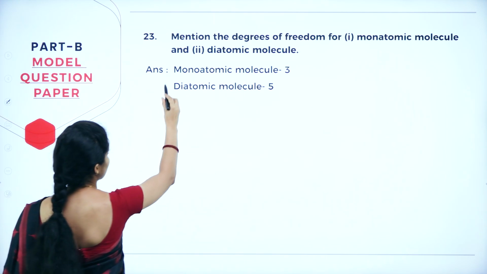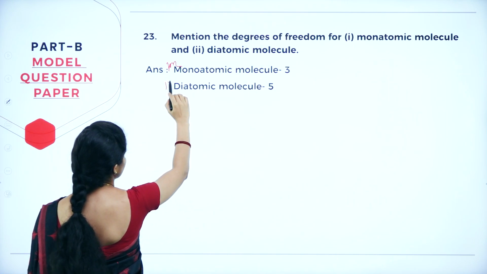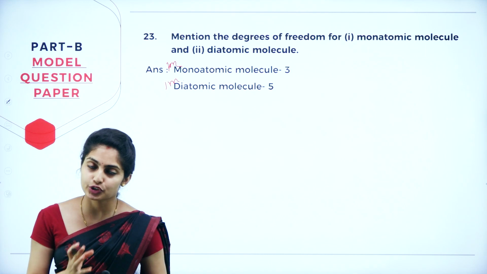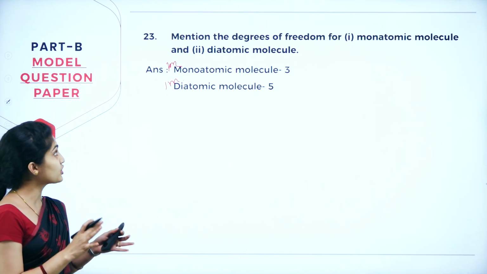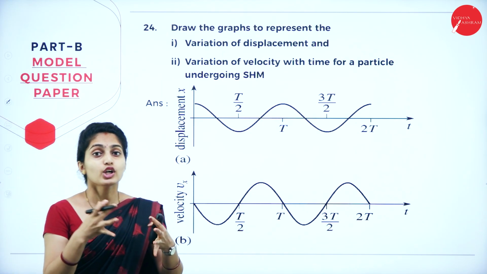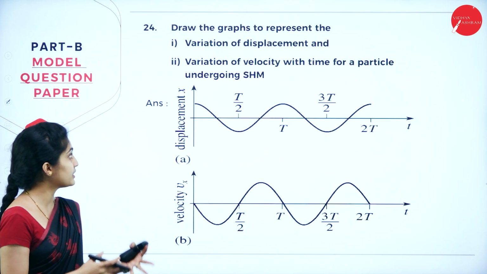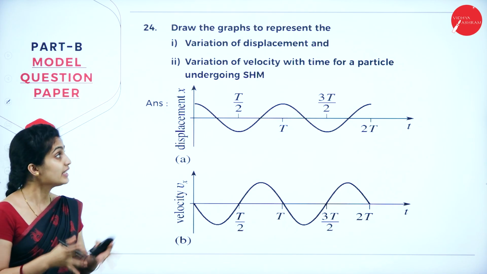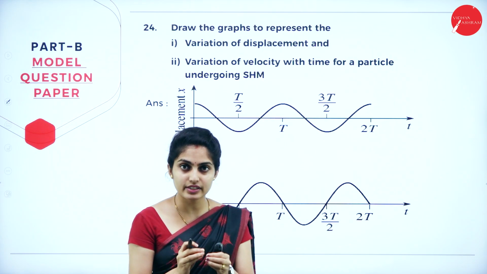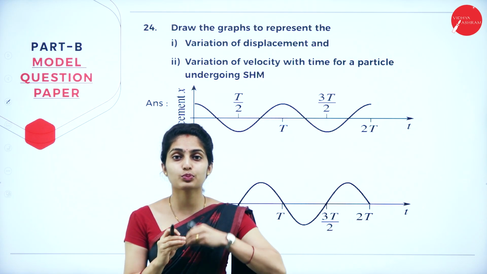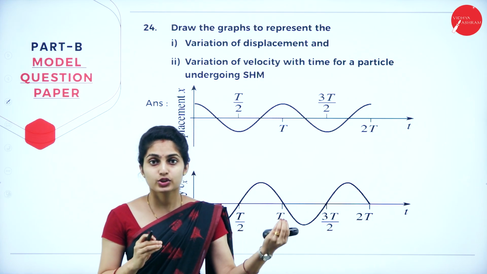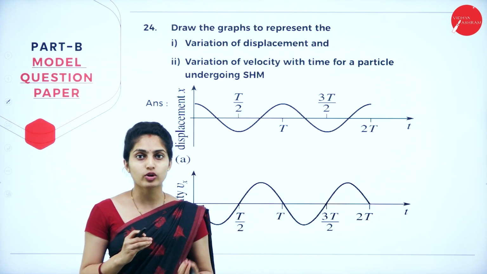So the first sub question consists of 1 mark, the second sub question 1 mark, and totally it is a package of 2 marks. Okay, so this is all about this question, and now we are moving to the graph which represents variation of displacement and variation of velocity with respect to time for a particle. A particle which exhibits simple harmonic motion. So this is from the chapter Oscillations.